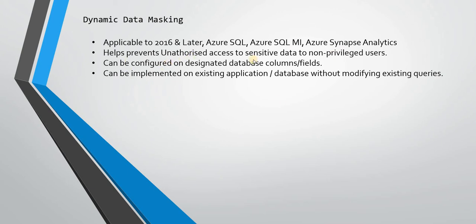As we already discussed, it helps prevent unauthorized access to sensitive data by non-privileged users, and can be configured on designated database columns or fields, right? So it's not that you will have to configure this on an instance. You can configure it on a specific database, and that too on specific columns of a table. You don't have to do anything on a whole table. You can select specific columns.